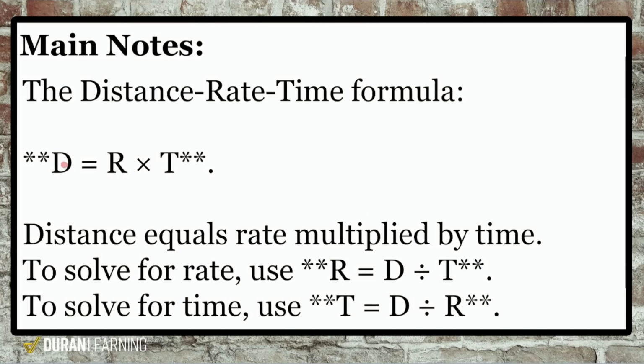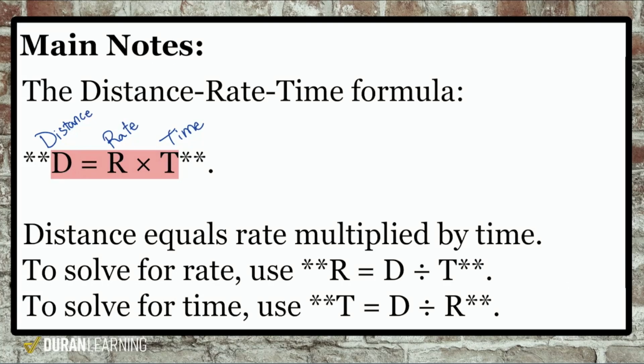The distance rate time formula, everybody, is D equals R times T, where D is distance, R is rate, and T is time. My party people, pop quiz from yesterday's class. If we are solving for distance, what operation are we doing? Is it addition, subtraction, multiplication, or division? Which one is it, if we're solving for distance?